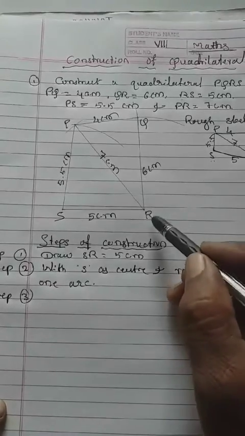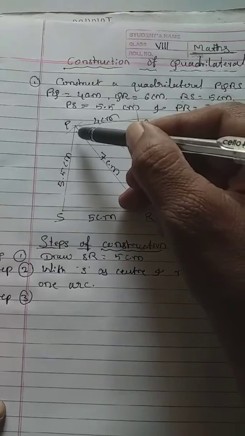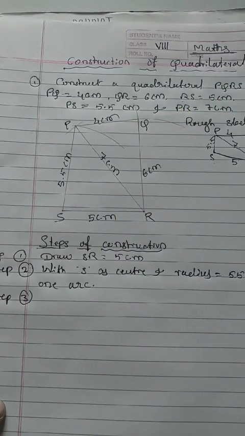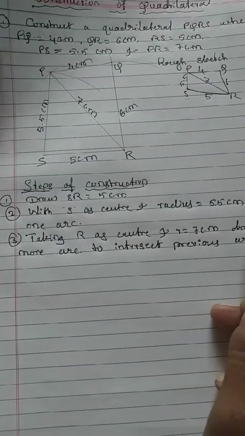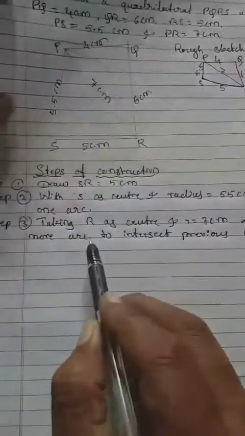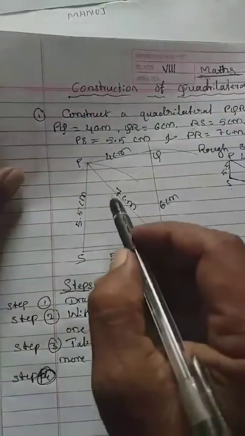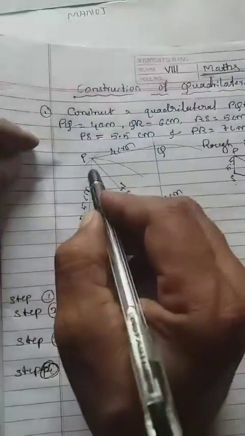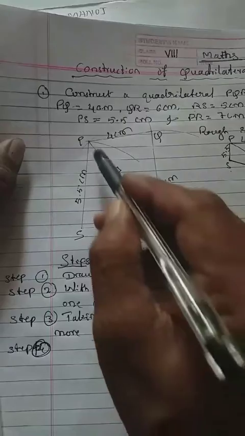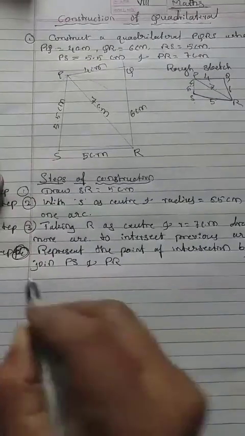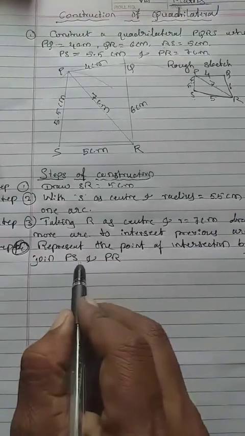Step 3, taking R as center and radius 7 cm, draw one more arc to intersect the previous one. Step 4, represent the point of intersection by P and join PS and PR.